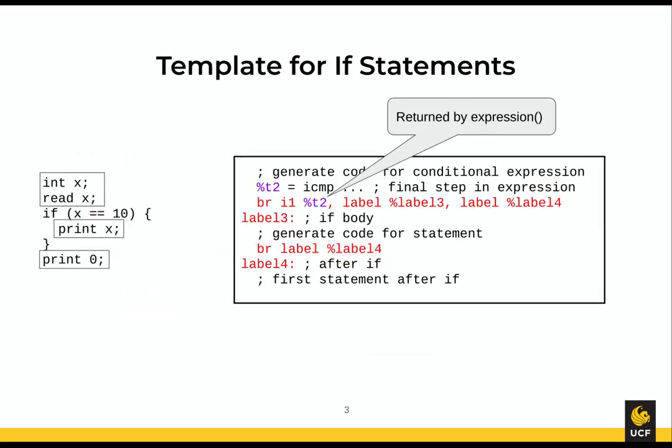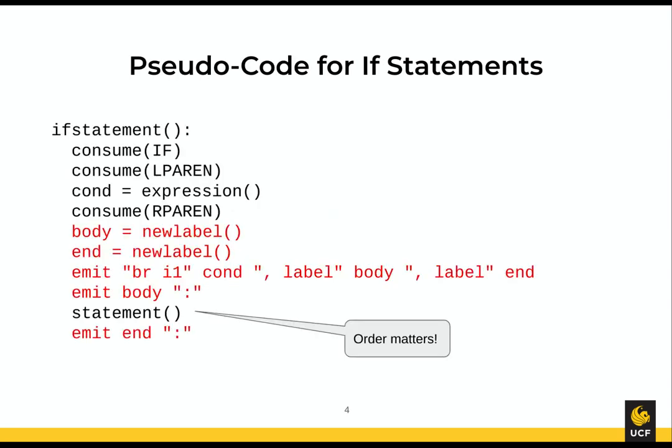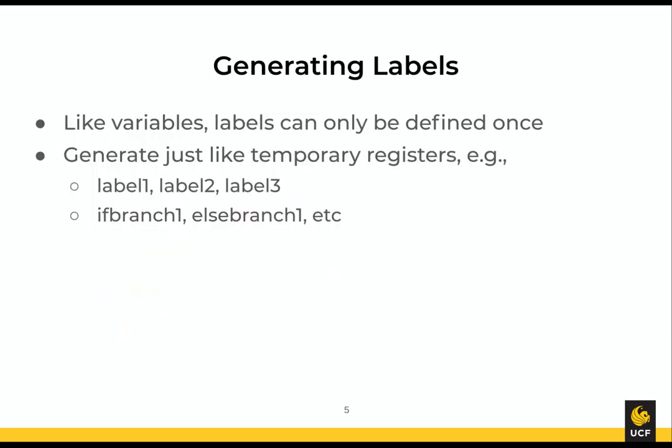And because they look exactly like a temporary register, you're free to generate them however you like. You can use your same temporary register generator. If you want the output code to look a little more readable, you can call them labels, or you can call them if branches or else branches. You're free to do however you like. But the simplest is you can just use the same temporary register labeling that you used for other temporary registers. So questions on that? That's pretty clear, right?